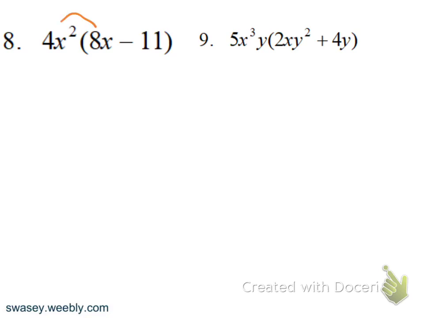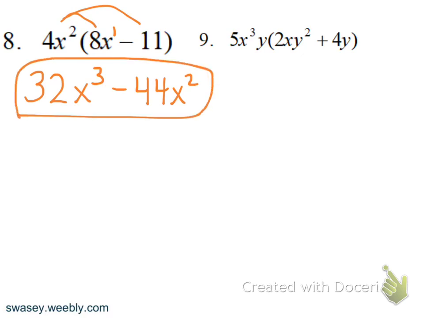Number 8, we're distributing 4x squared times 8x is 32x cubed. Multiply with the same base, add exponents. 4x squared times negative 11 is negative 44x squared.